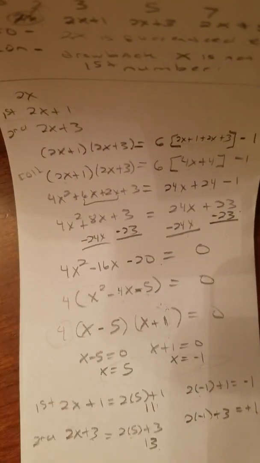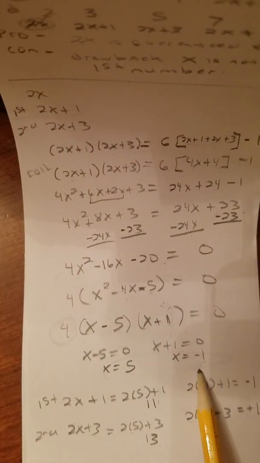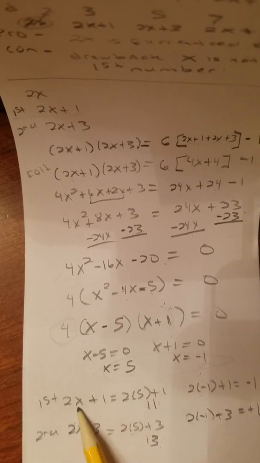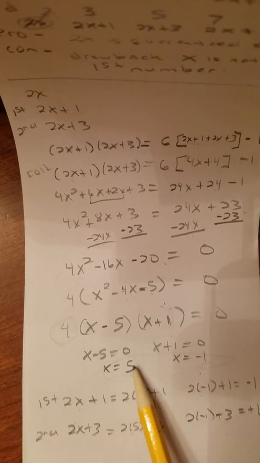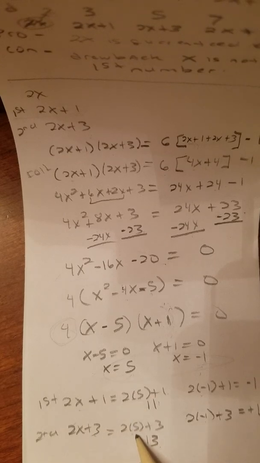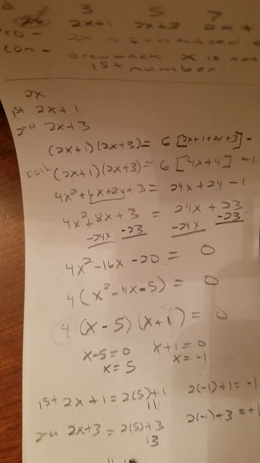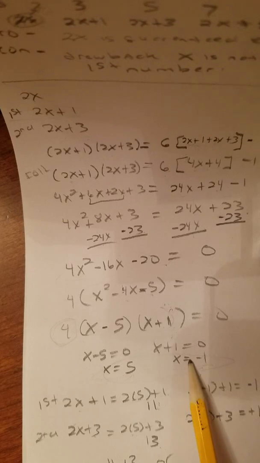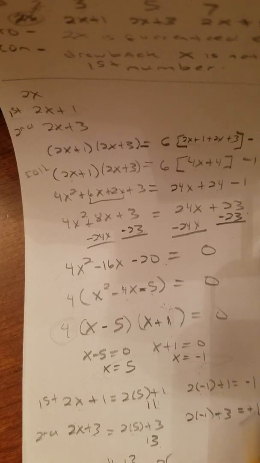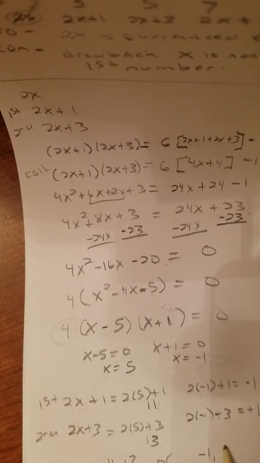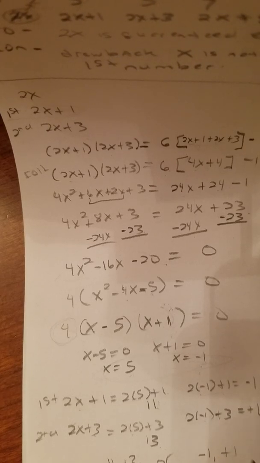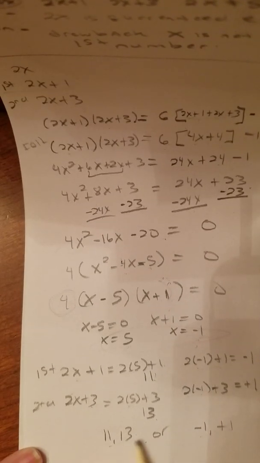Oh, sorry. I'm so sorry you didn't see all that. But basically, we've got the answer. I'm going to plug this 5 in and solve. And I'm going to plug in 5 here and solve. So I get 11 and 13 as two possible answers. So 11 and 13 work. Or when I plug in the negative 1, I get negative 1 and positive 1. So here's two consecutive odd integers that work. Here's two consecutive odd integers that work.